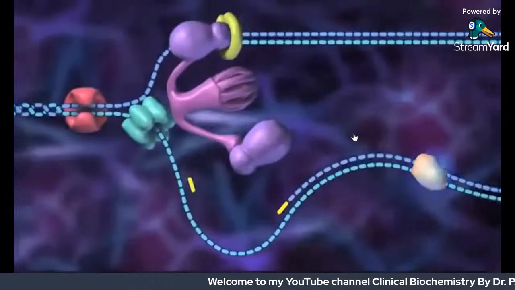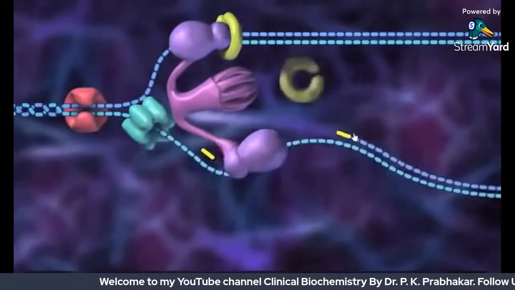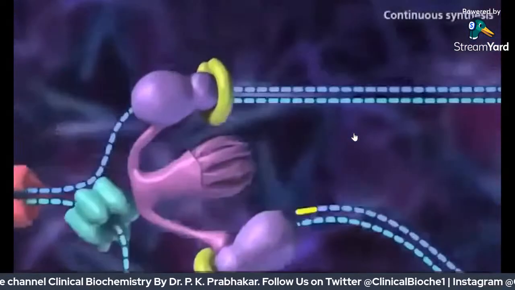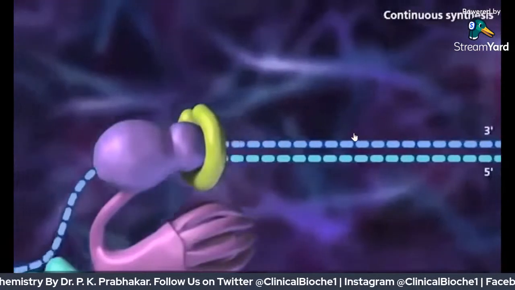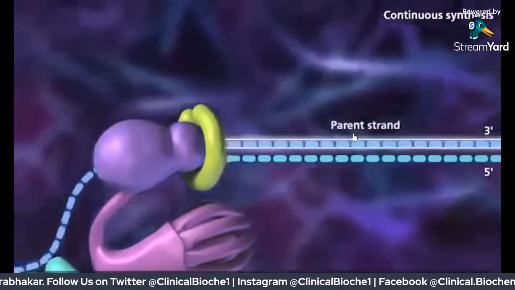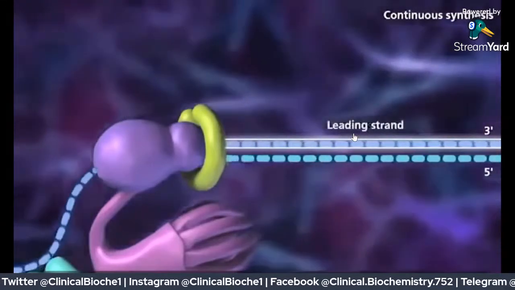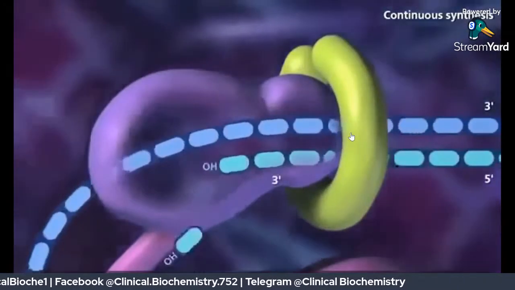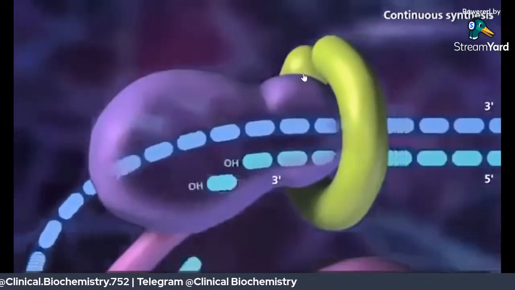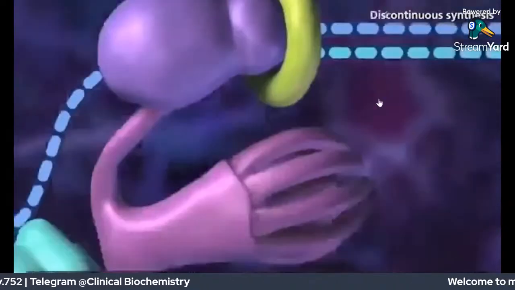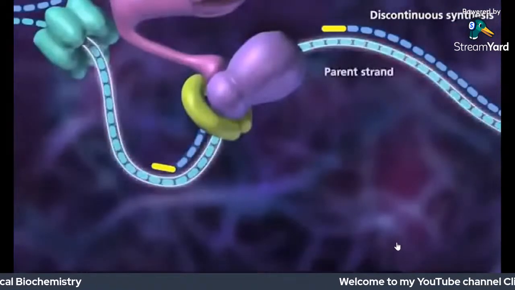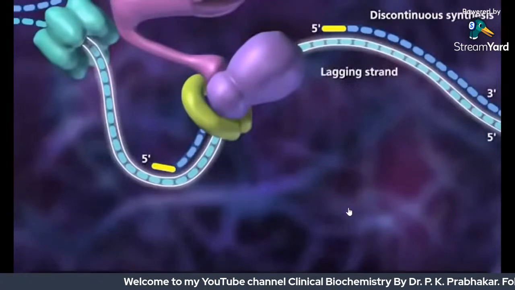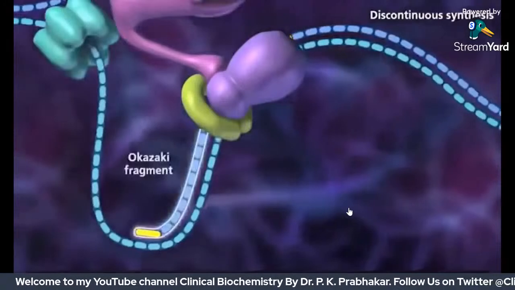Replication of both strands occurs at the same time, one using continuous synthesis and the other discontinuous. Continuous synthesis occurs on the 3' to 5' oriented parent strand, referred to as the leading strand. New nucleotides are added to the 3' end, moving continuously toward the expanding replication fork. Discontinuous synthesis occurs on the parent strand that is oriented 5' to 3', called the lagging strand, and is completed in segments called Okazaki fragments.